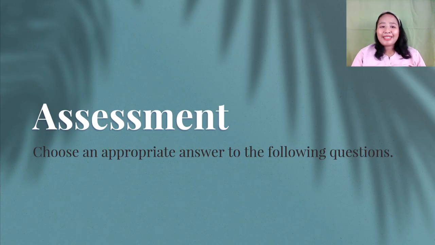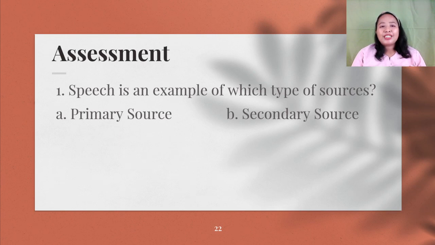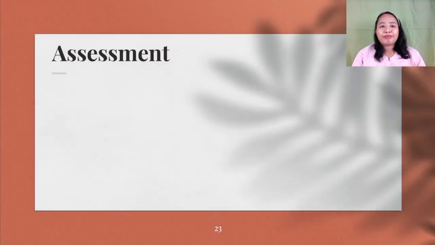For your assessment, choose an appropriate answer to the following questions. Number 1. Speech is an example of which type of sources? A. Primary source. B. Secondary source. 2. In research writing, researchers are advised to use which type of sources? A. Primary source. B. Secondary source.